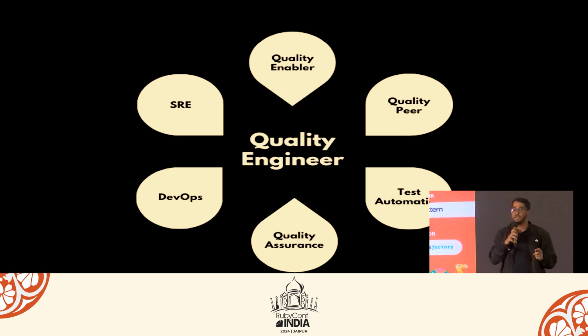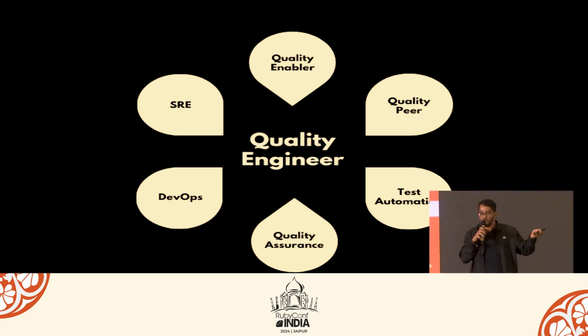SRE and DevOps. You might think of what SRE and DevOps role a quality engineer might have. So what we do is, we make sure all our automation is in CI/CD, everything is tightly coupled with the dev code. So whatever new dev code is written, our automation runs on that, and basically it finds the bug before that.